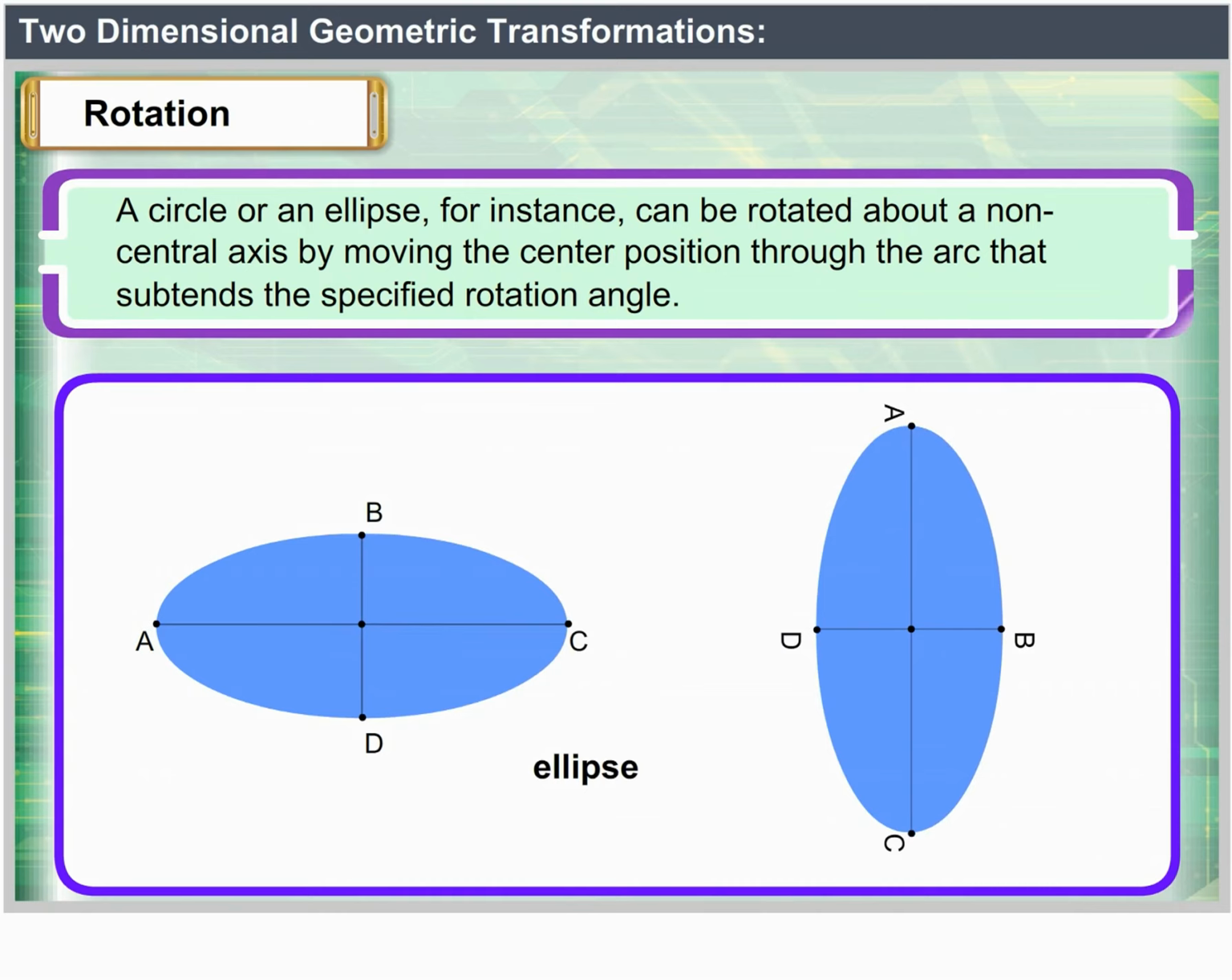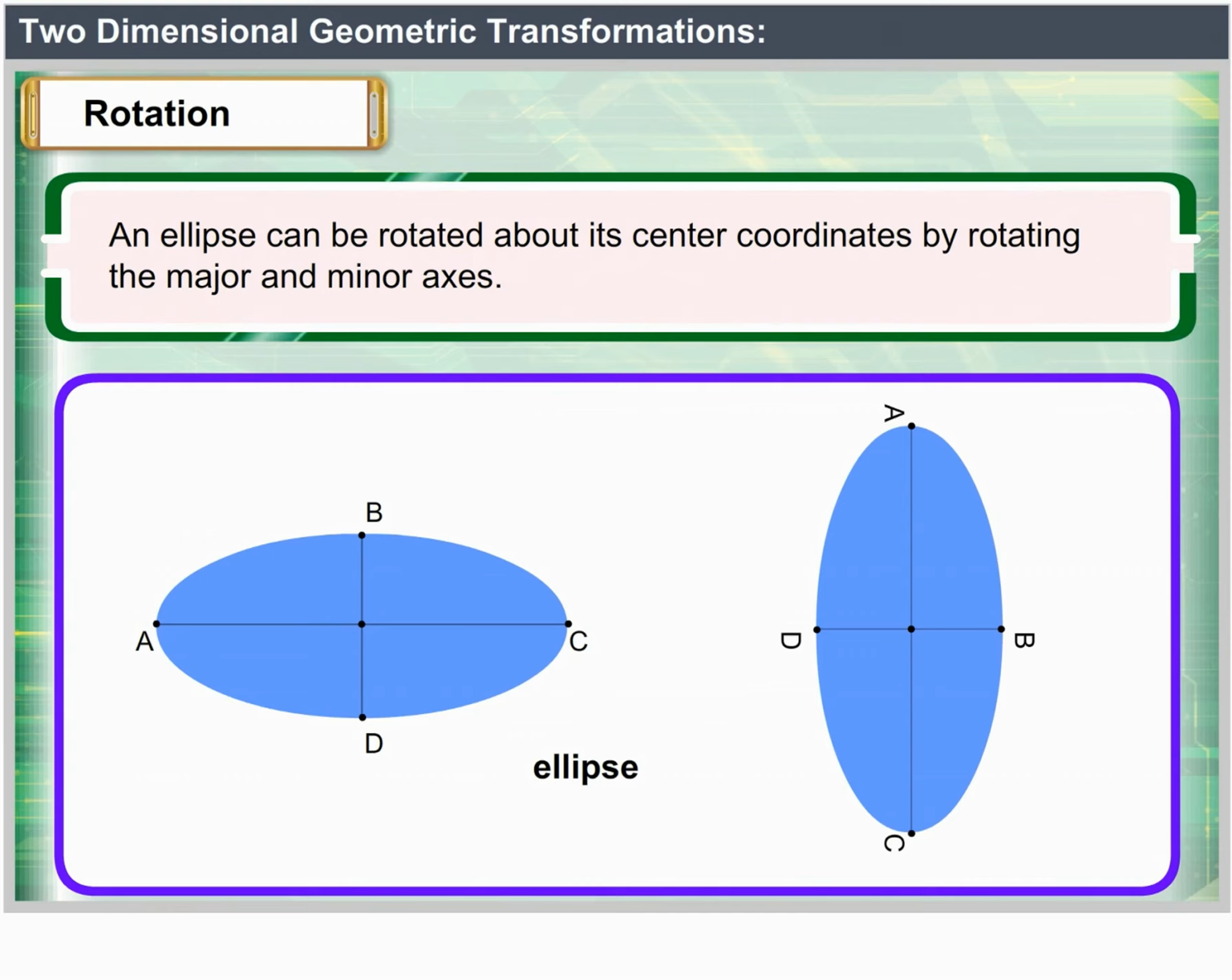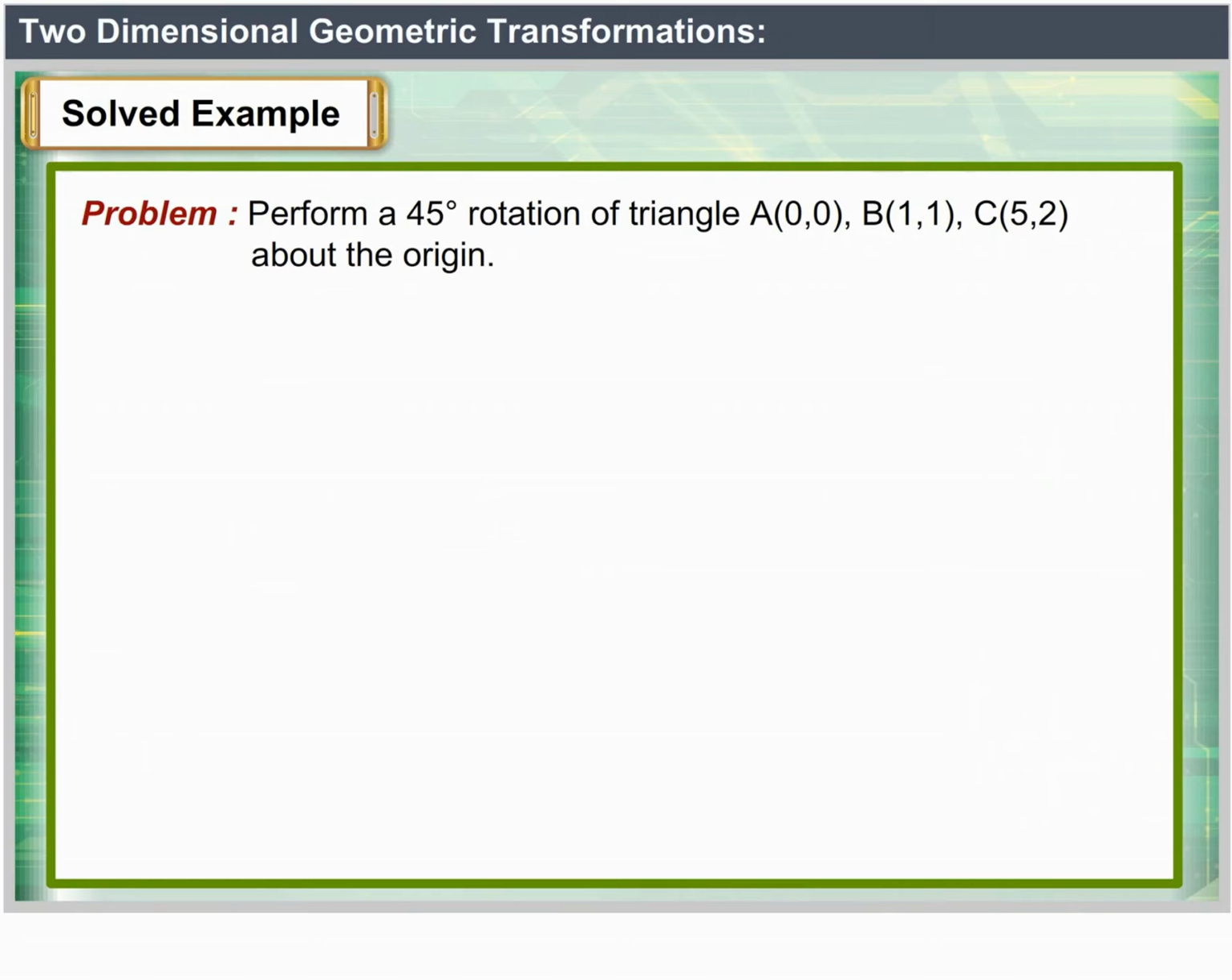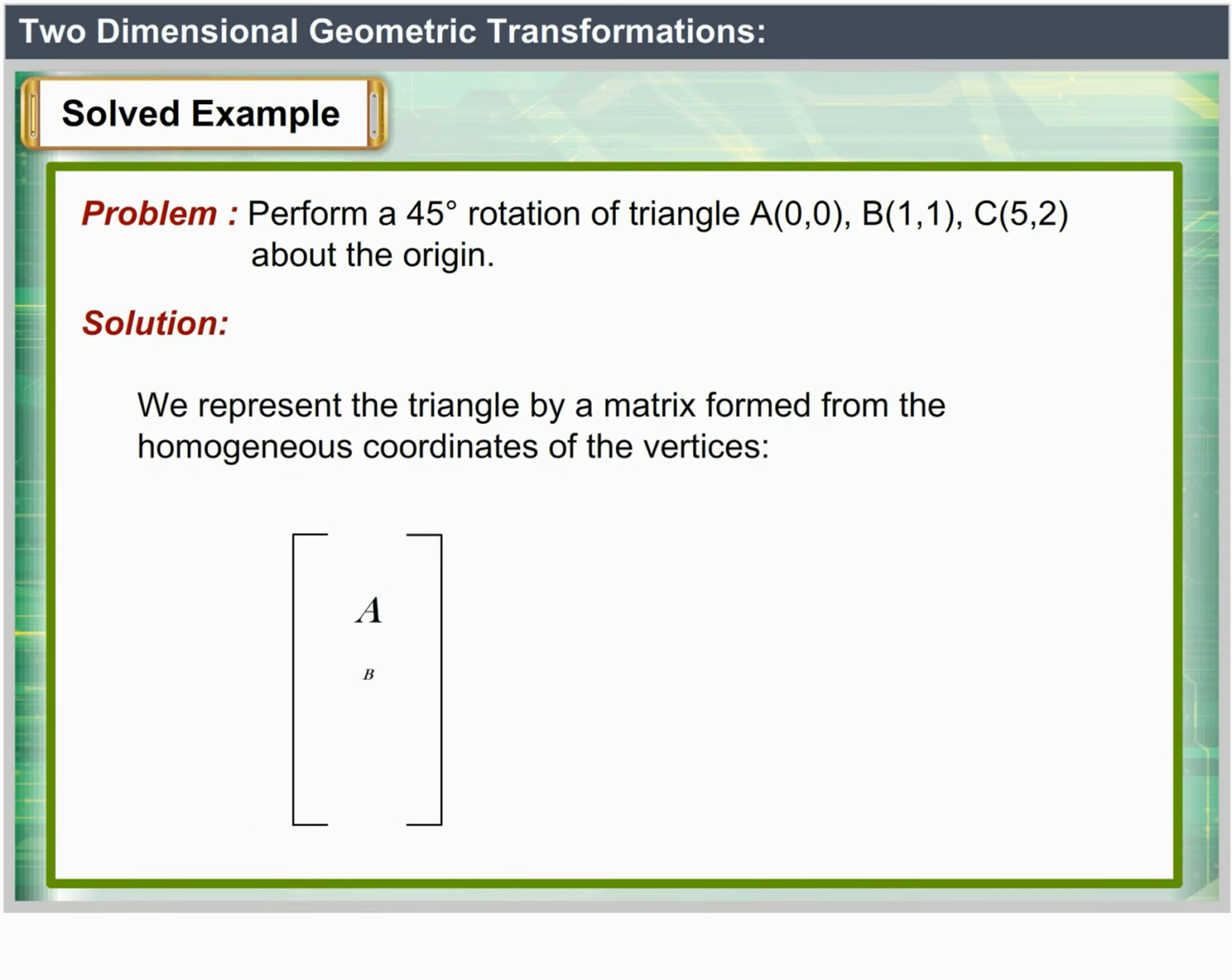Solved example. Problem: perform a 45-degree rotation of triangle A(0, 0), B(1, 1), C(5, 2) about the origin. Solution: we represent the triangle by a matrix formed from the homogeneous coordinates of the vertices as shown, and the matrix of rotation is as seen on the screen.